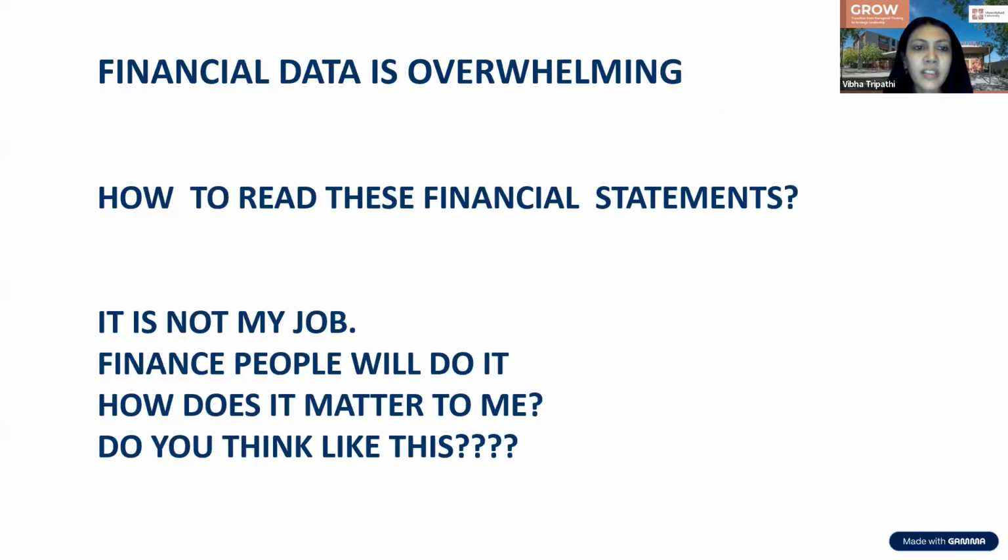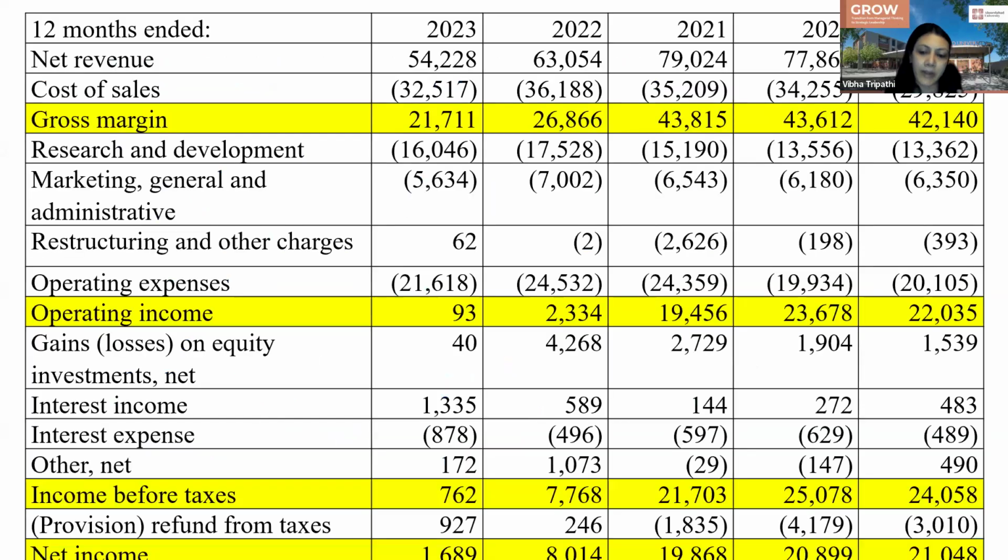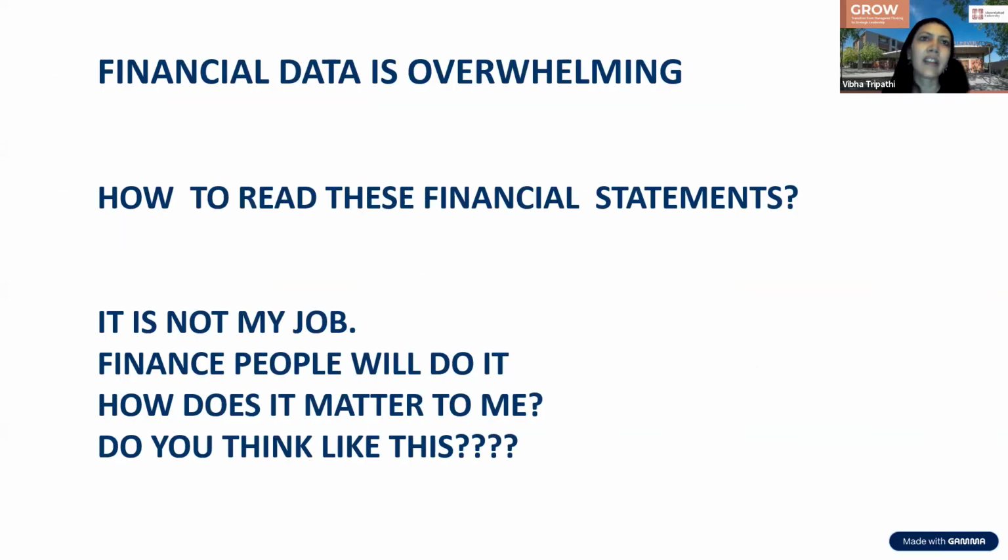So, if you're thinking that it's not my job, finance people will do it, how does this matter to me? Of course, it matters to you. You will see in the next 10, 12 slides that every number in the income statement, balance sheet, or cash flow has a connection with the decisions that you are taking, even at a mid-level. So I thought, why not start like this?